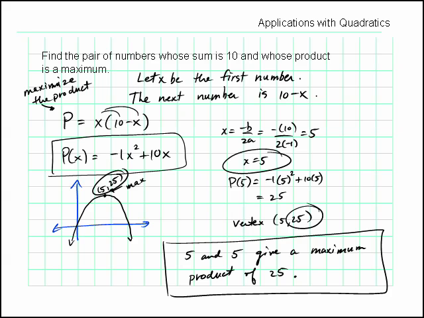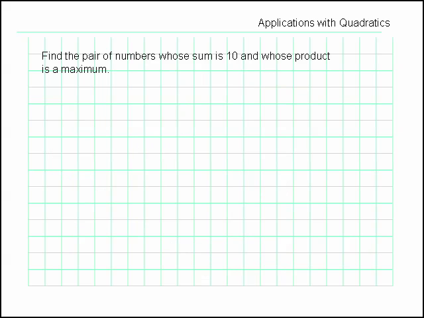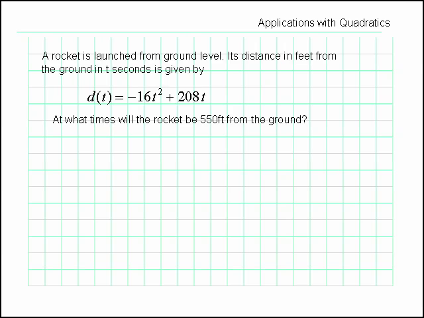Let's look at another maximum and minimum problem. A rocket is launched from ground level. Its distance in feet from the ground in t seconds is given by that function. At what time will the rocket be 550 feet from the ground?